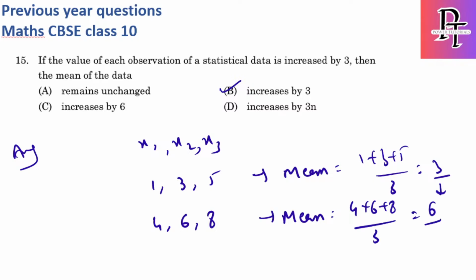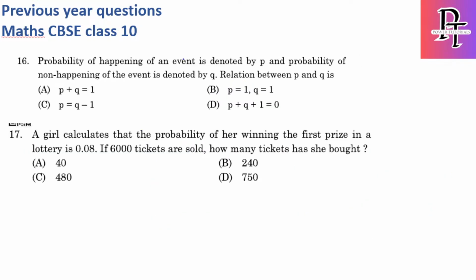Let's solve next one. 16th and 17th. Probability of happening an event is denoted by P. The probability of not happening the event is denoted by Q. The relation between P and Q is a direct answer. P plus Q should be equal to 1. Or else P of winning plus P of losing is always equal to 1.